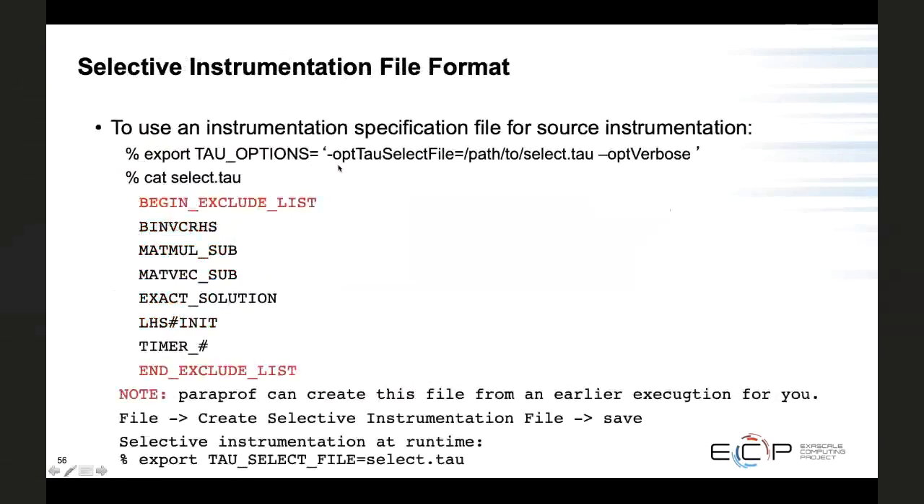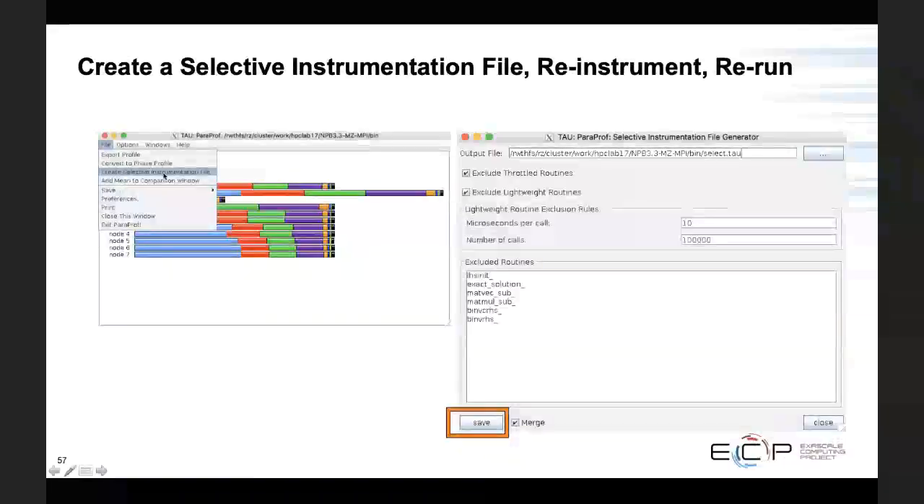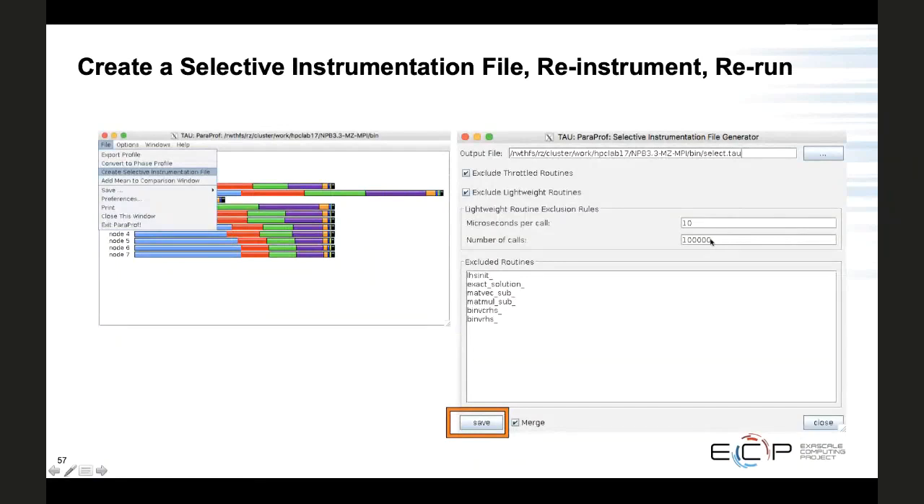Here is the selective instrumentation file, and you can see over here that you can have a selective file with an exclude list of functions. And then you can also generate such a list directly from ParaProf, where it looks at the throttled functions, the functions that were trivial and took a lot of time. By saying create selective instrumentation file and then saving it, you can also change these thresholds for time per call and the number of calls.